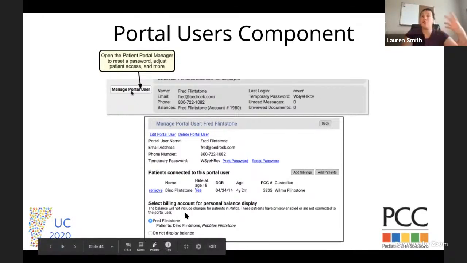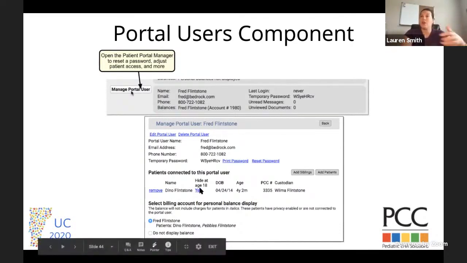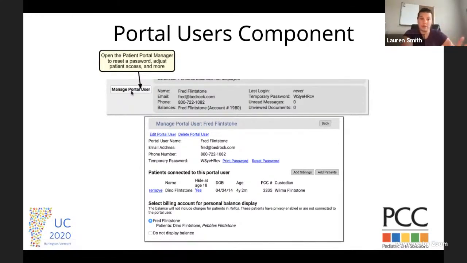From here, it's just like your normal workflow for adding in a portal user. You have the age of privacy, which you can always override here. You can set it to link to a billing account so that they can see balances. All of that, it just is an easier way for you to look at that information and make any changes if you need to.